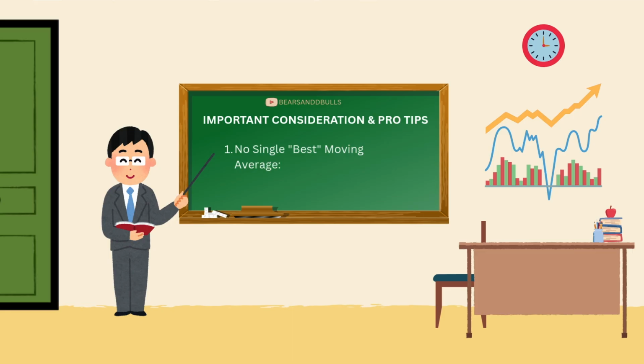The ideal period for a moving average depends on your trading style and the time frame you are analyzing. Common ones include 9, 21, 50, 100 and 200 periods. Experiment to find out what works for you.